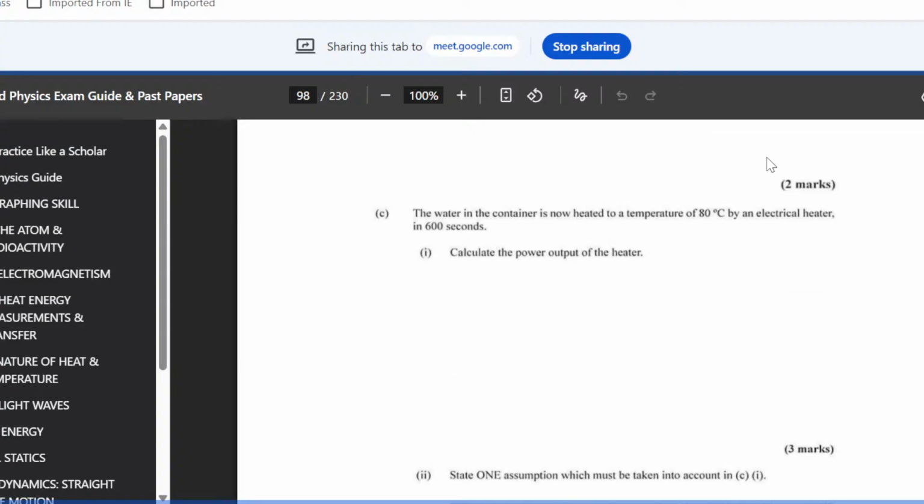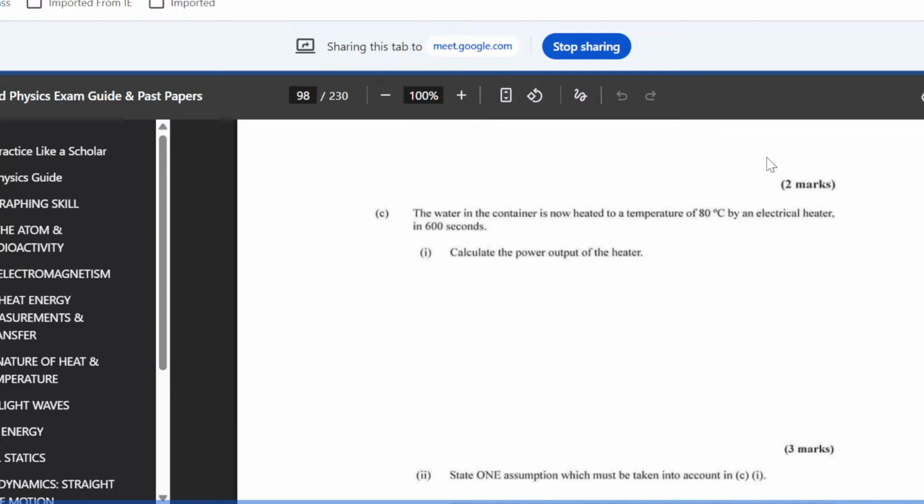Latent heat. It's latent heat for this one. You look at what you're doing. You're heating water in the container to a temperature of 80 degrees. Go ahead. I don't think it's latent heat because it didn't state any state change, so it would just be regular heating. So MC delta T, right?